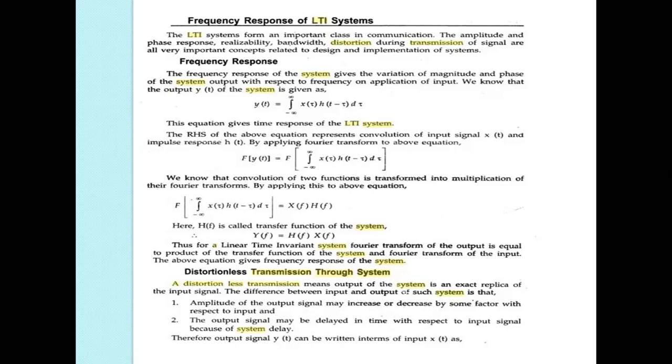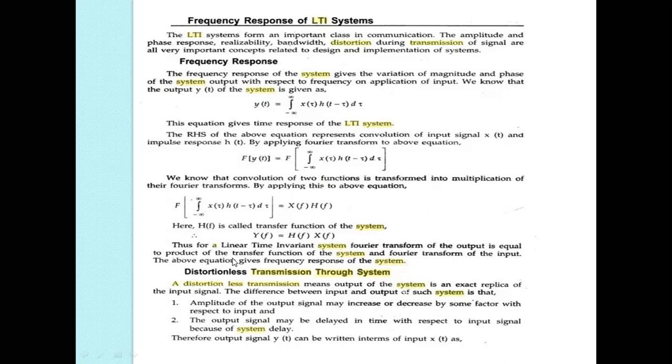Therefore, on the left hand side the Fourier transformation of y of t is Y of f, and on the right hand side the Fourier transformation of the convolution equation is X of f and H of f. Thus, for a linear time invariant system, the Fourier transform of the output is equal to the product of the transfer function of the system and the Fourier transform of the input.